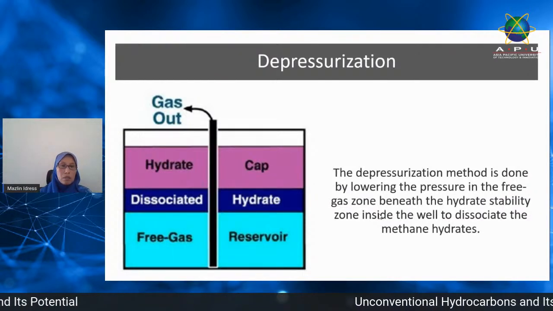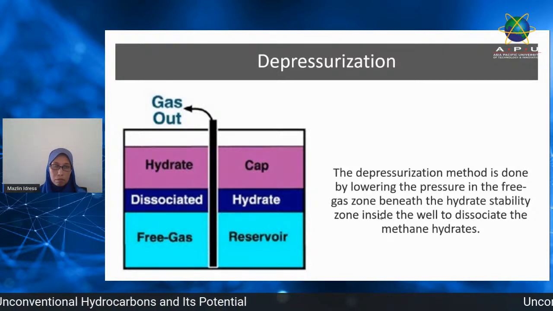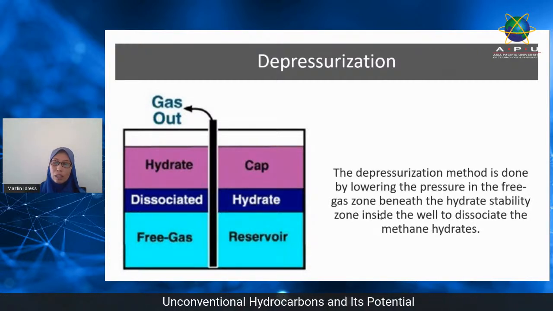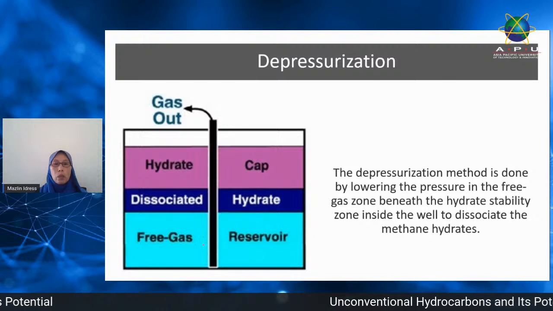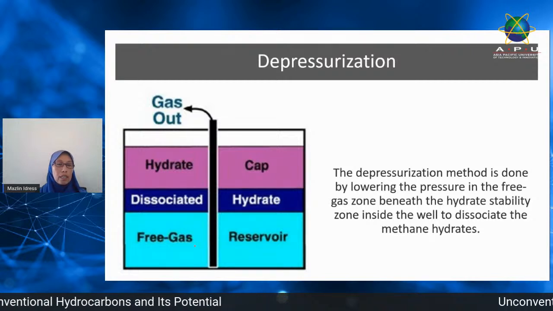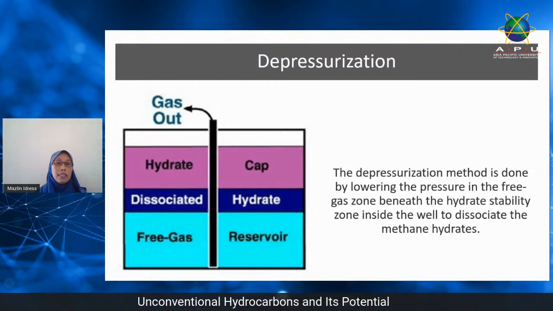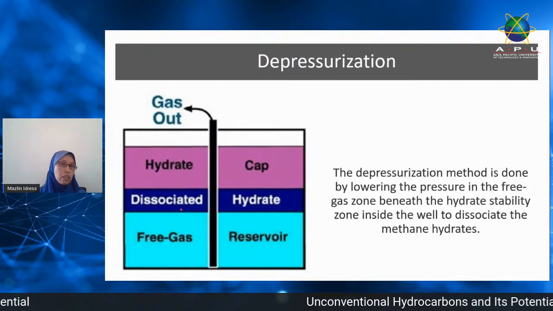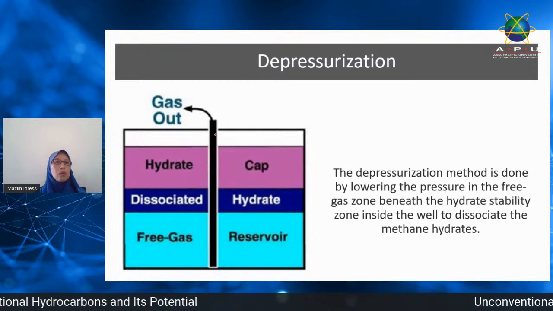So let's have a look at the depressurization method. There are two ways that we can do depressurization. The first one is drilling a well in the free gas zone. When the free gas is produced, it lowers the formation pressure, so we have a pressure drawdown here. The hydrates in the middle area are going to dissociate due to the lowering in pressure, and thus go to the free gas zone and flow out to the surface.